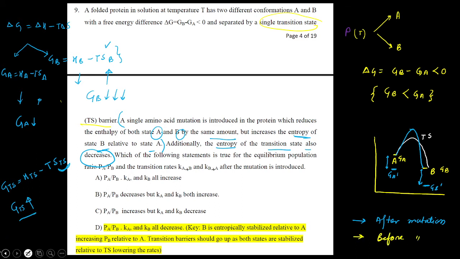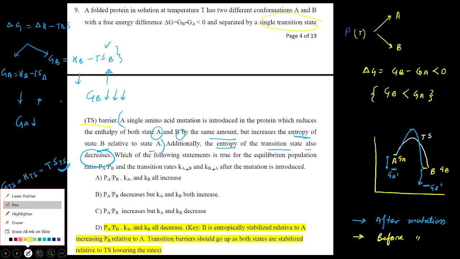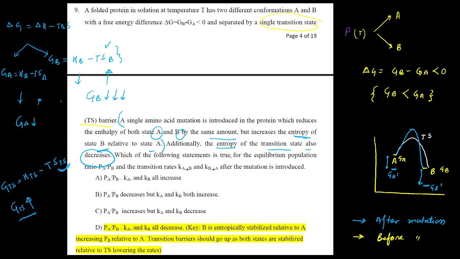Am I clear on this point? Great. Now, which of the following statements is true for the equilibrium population ratio Pa by Pb and the transition state rates after mutation is introduced?